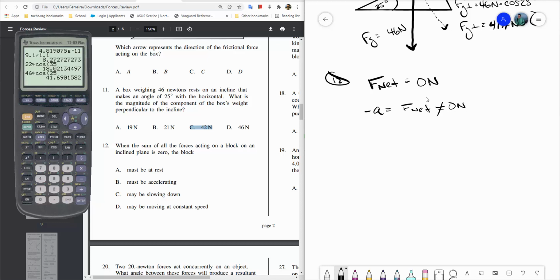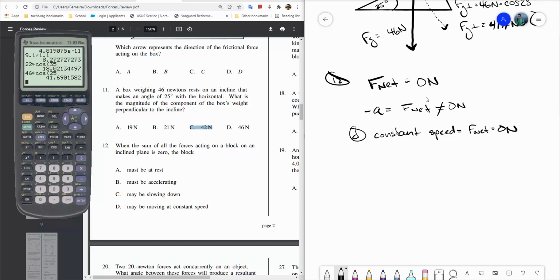Now the correct answer is maybe moving at a constant speed, D. Because if you're moving at a constant speed, as we saw earlier when I showed you where this information was written down, constant speed equals the F net of 0 newtons. There's no acceleration if you're at a constant speed. Hey, maybe you're at a constant speed of 0. That's a constant speed. It just means you're not accelerating or decelerating.